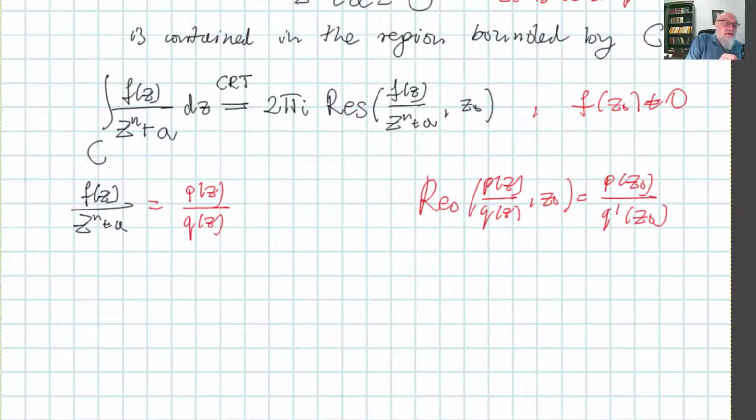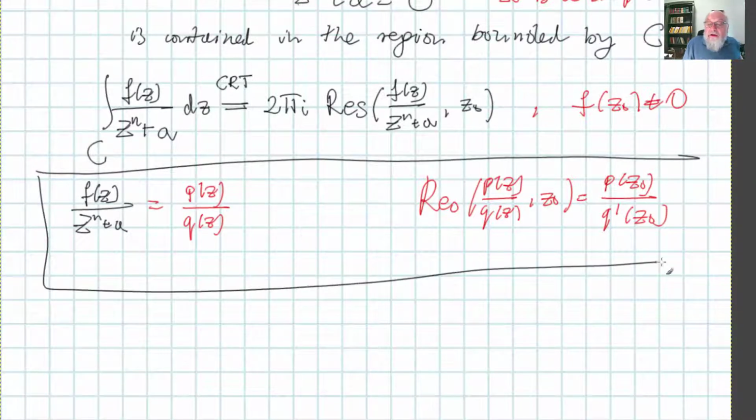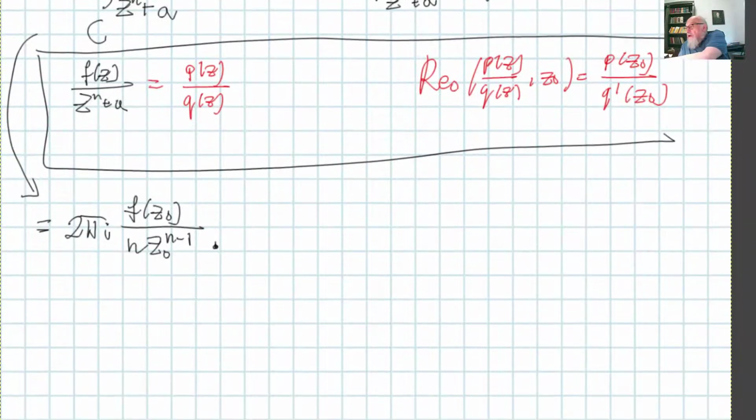So in such a case, what do I get here? Let's continue this one. This is equal to 2 pi i, and we get the value of this function at z0, f of z0, divided by n times z0 to the power n minus 1. And that's the answer. So that's how this type of integral is computed.